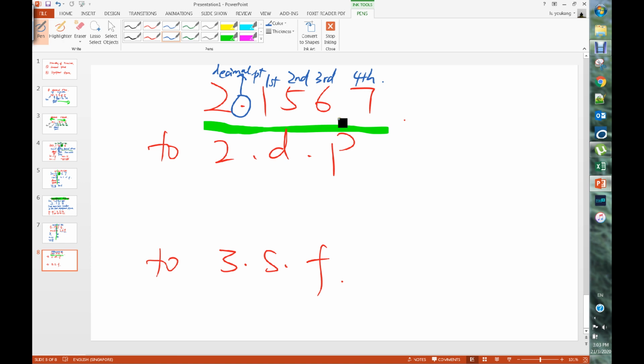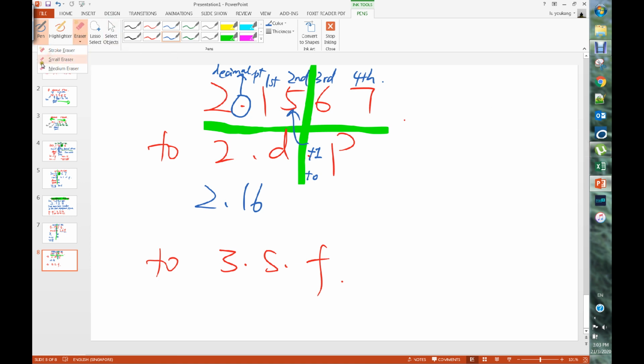So they say to 2, right? To 2 means stop at 2, right? So stop at 2, then the question I ask myself is, do I need to add 1 or add 0? So do you add 1 or add 0? Add 1. Why? 6. Correct. So you add 1 to here, right? So you end up with 2.16. Right? Clear? Next, to three significant figures.